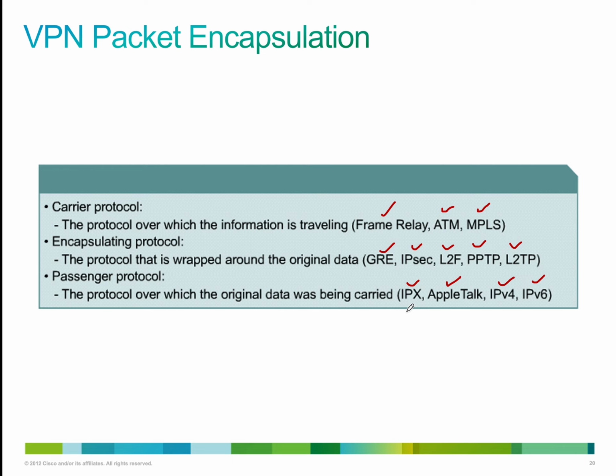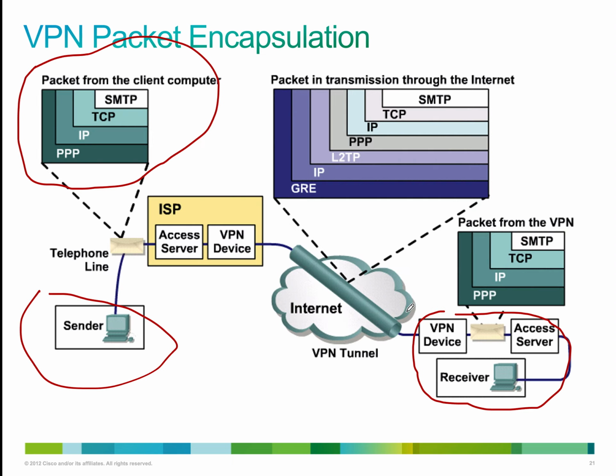And then the passenger protocol, which includes the original protocol the data was coming with. Okay, so here we have the sender. This is a telephone line. And then these are the protocols, available packet from the client's computer. The original packet protocols: IP protocol, PPP, TCP, and SMP.